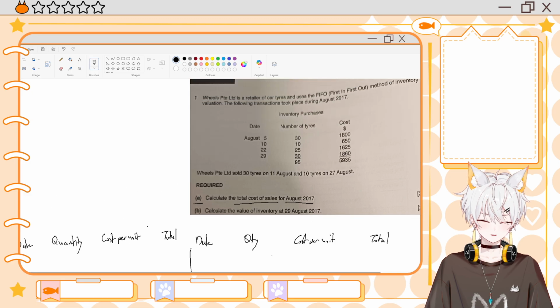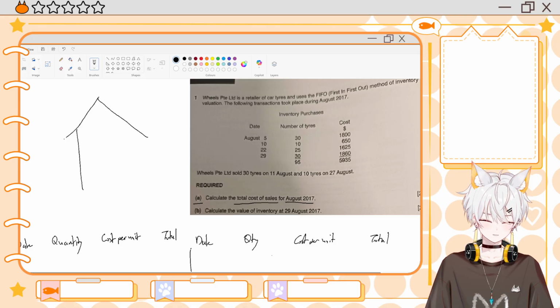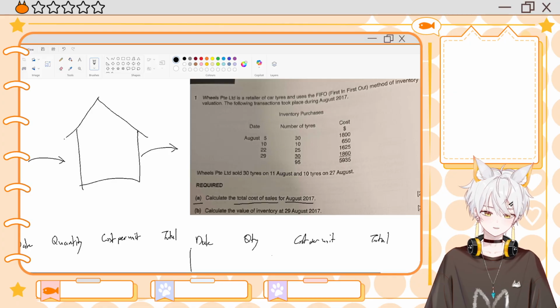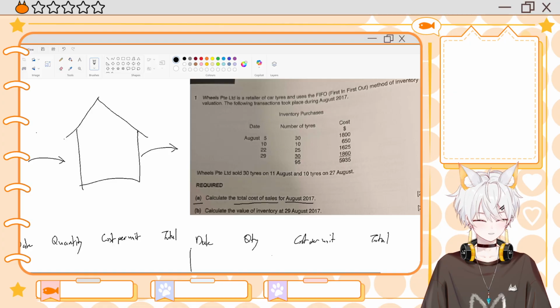So basically this details exactly what happens. If you imagine you have a warehouse, anything on the left side means you have something going in. Anything on the right side means you are selling something. Does that make sense? Yep.